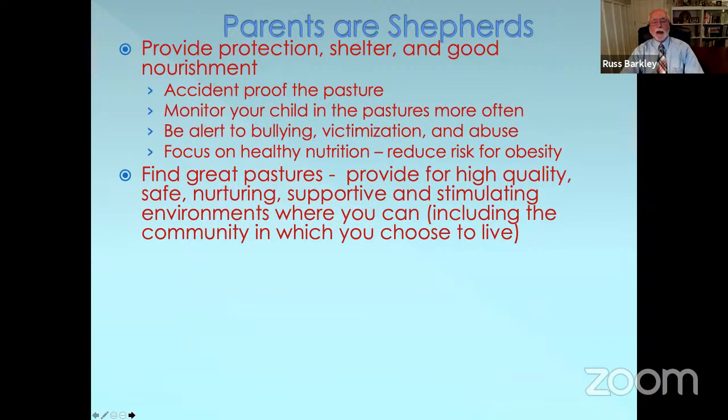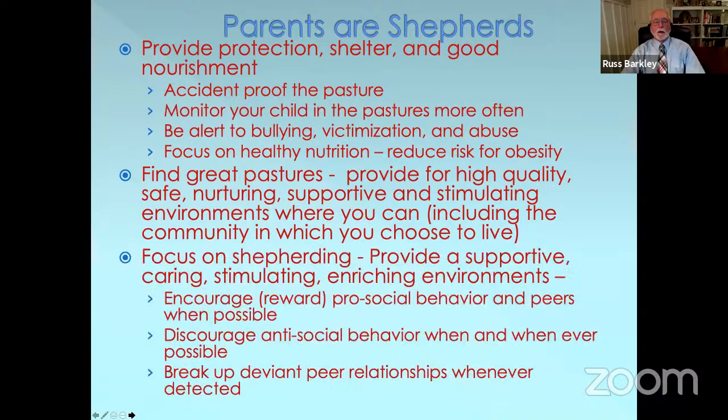So find the best pastures that you can, the best neighborhoods, the best schools, the highest quality, nurturing and supportive and stimulating environments, and you will have done about as much as you're going to be able to do to determine the outcome of your child. And beyond that, it's going to be out of your hands. Now, part of being a good shepherd and watching out for pastures is watching out for other bad sheep who may interact with our child. We want our children hanging around with other lambs that are good lambs and learning from them and imitating them and developing friendships with them.